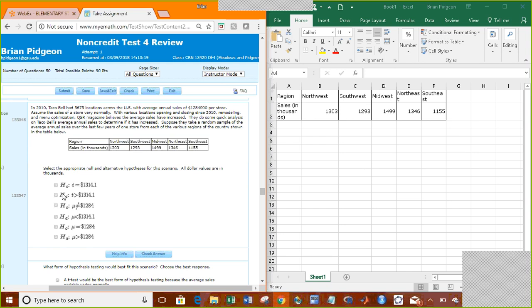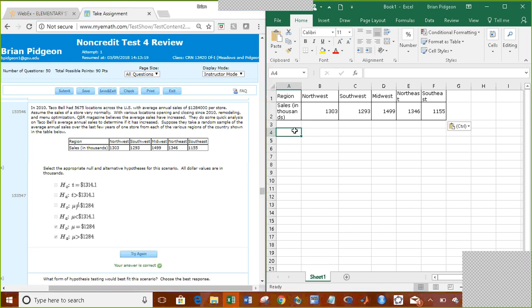Now, note that we see this letter T here. Don't let that fool you. Our null and alternative hypotheses are always in terms of mu, or P, depending upon the problem. So, we say that the average sales mu is equal to 1284, and then we believe the sales have increased. Aha. We can go ahead and write this in. The null is that mu equals 1284. The alternative is that mu is greater than 1284.